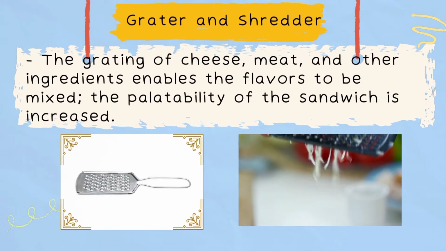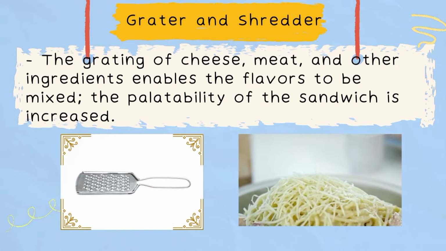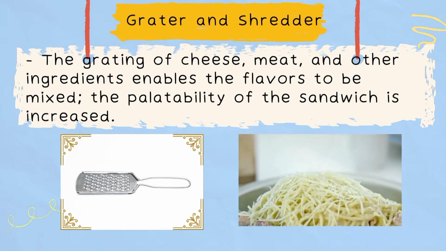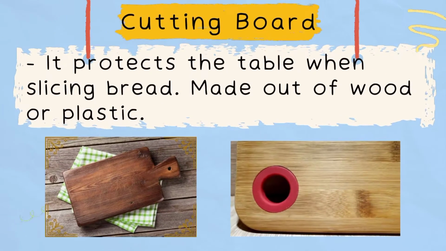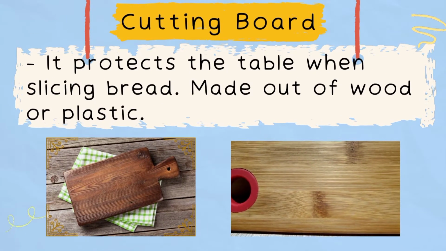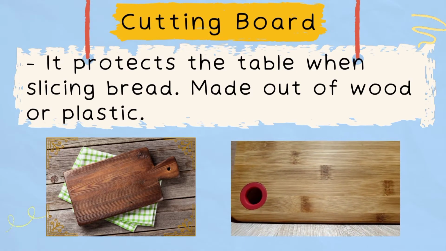Grater and shredder: the grating of cheese, meat, and other ingredients enables the flavors to be mixed. The palatability of the sandwich is increased. Cutting board: it protects the table when slicing bread, made out of wood or plastic.